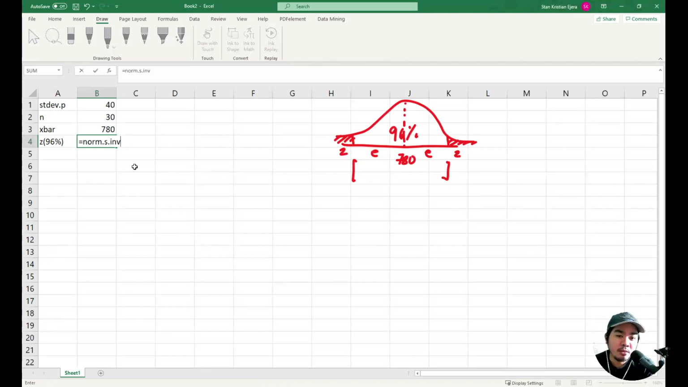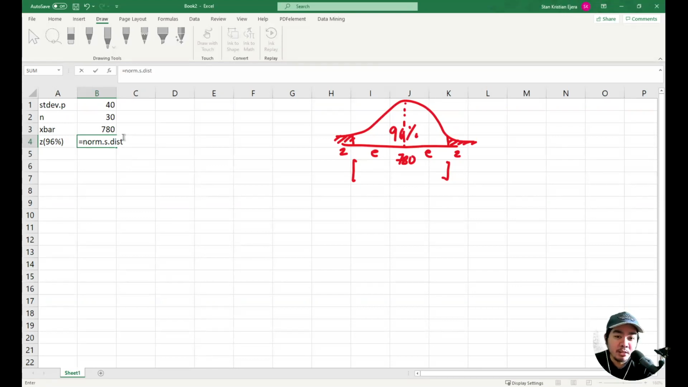So when we say inverse, instead of finding the probability under the curve, what we are looking for is, given the probability or area under the curve, we look for the z-score value, which is what we are looking for in z. Usually when you see norm.dist, and this applies for all the distributions here in Excel.